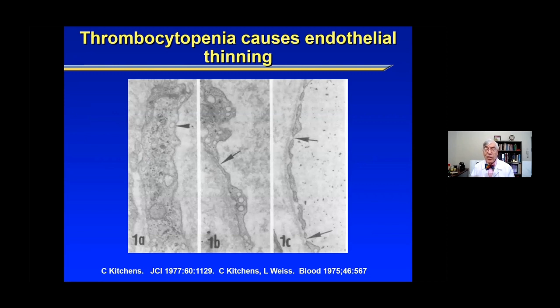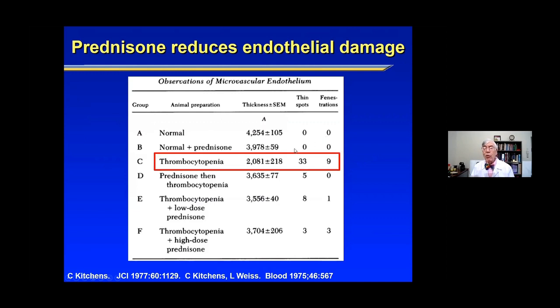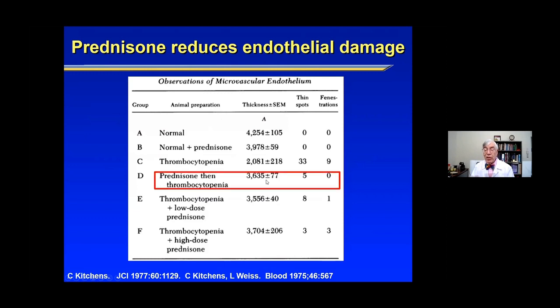And what's neat about this is the following. If you measure a normal endothelium, it's thick with no holes in it. If I make you thrombocytopenic, it becomes thinner and has lots of holes. If I give prednisone, it becomes thicker within hours and the holes disappear. And this is why many patients experience a reduction in bleeding without a rise in platelet count when corticosteroids are started.